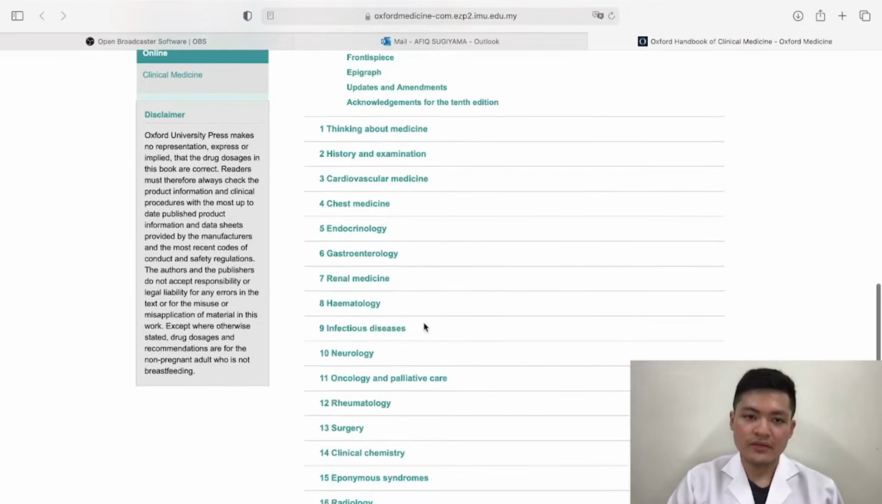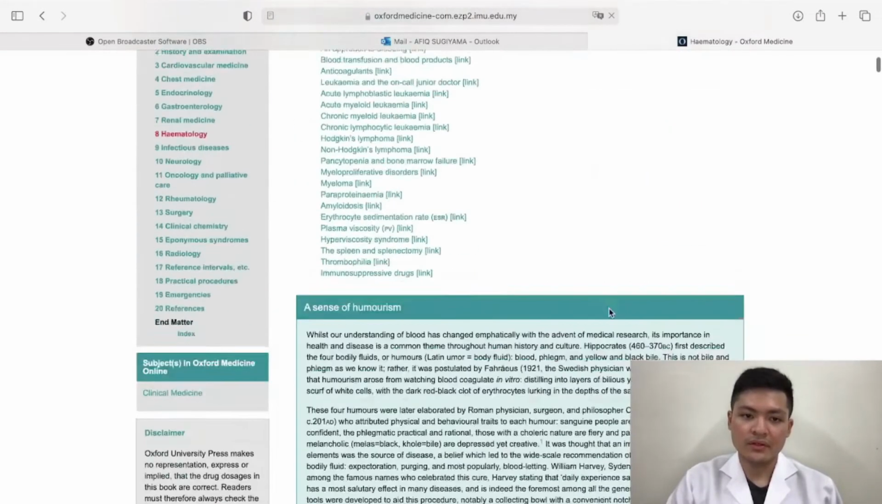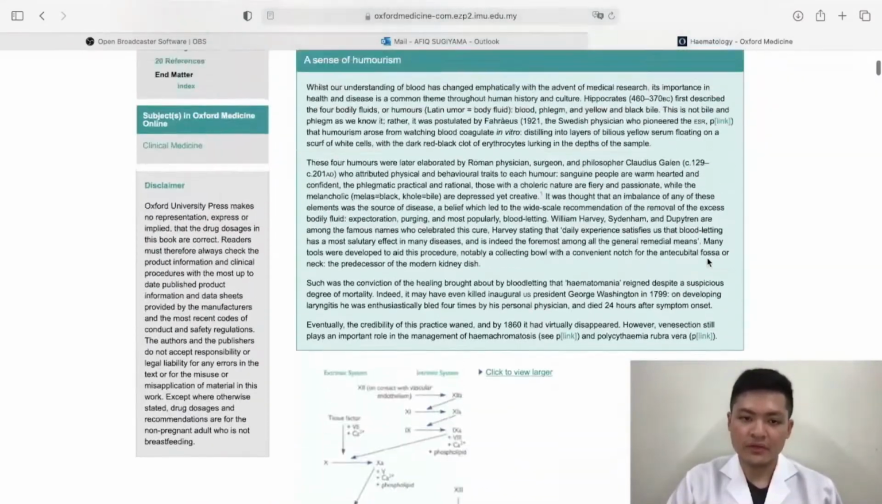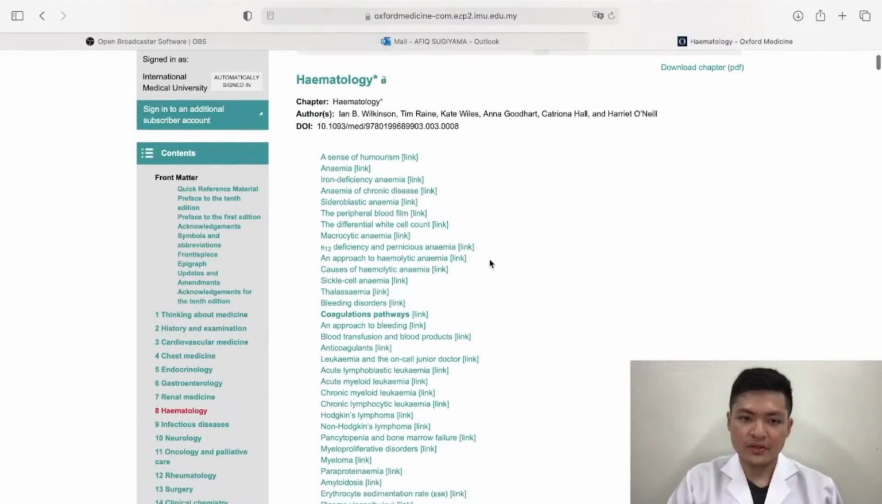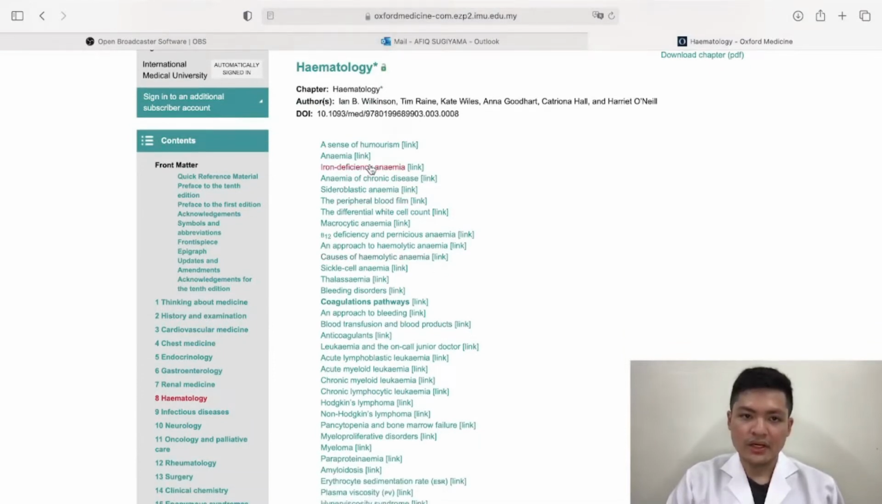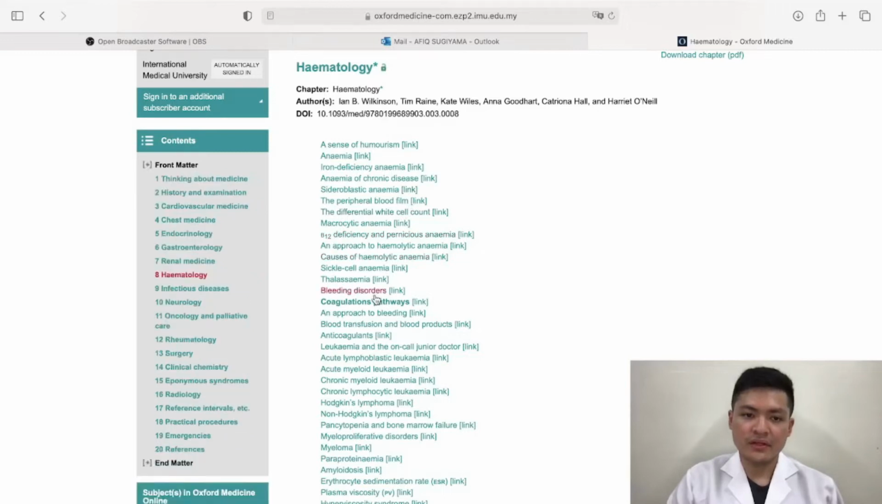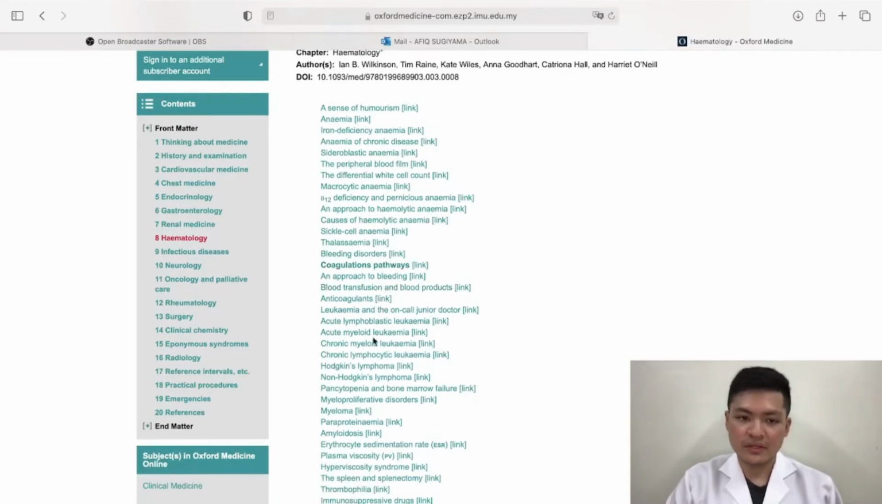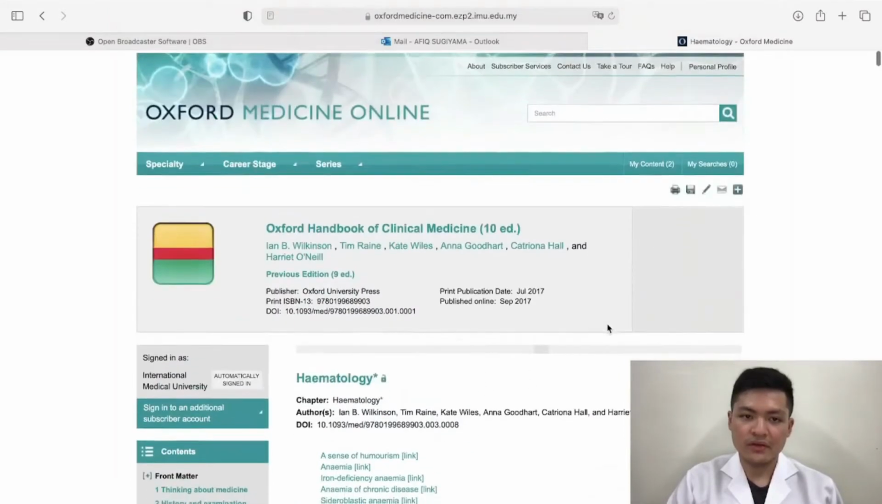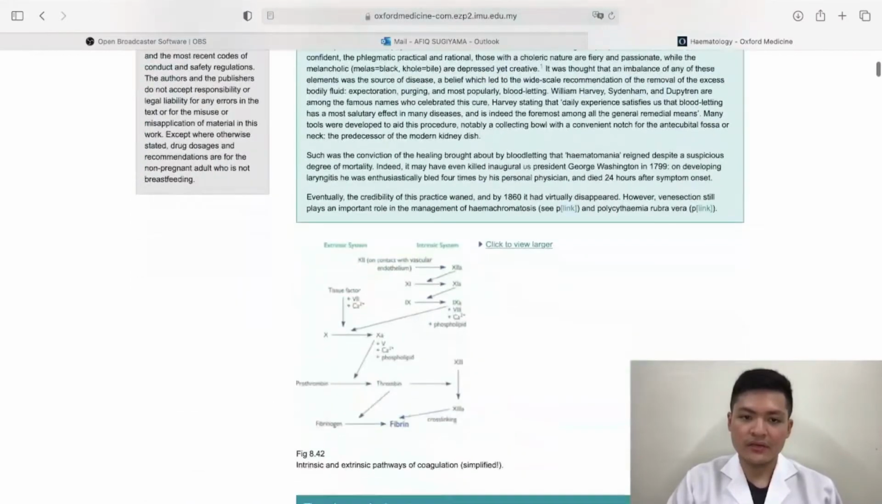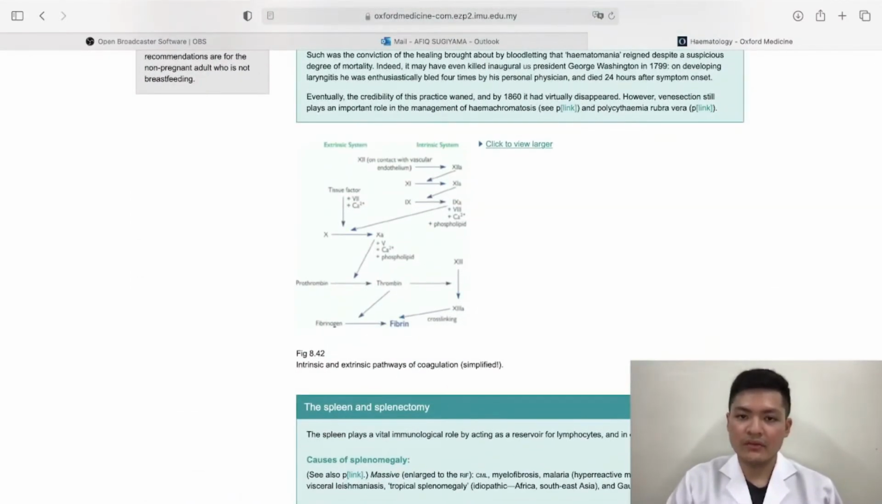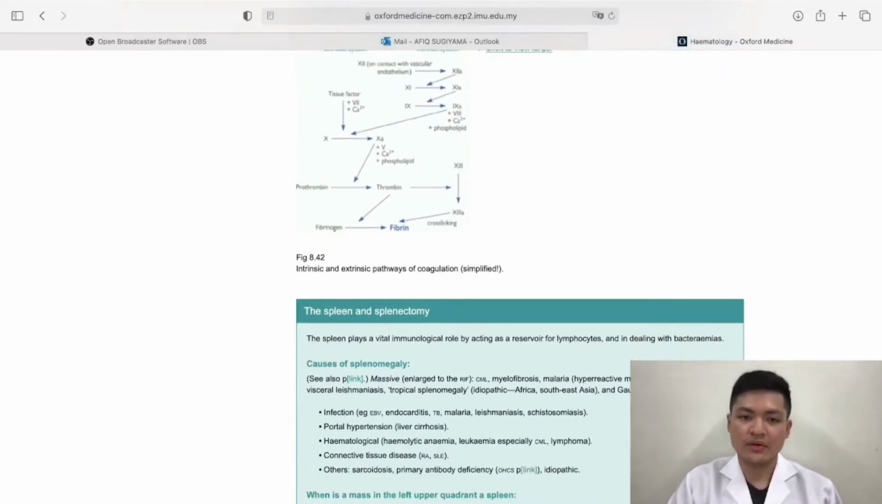Just to give one example of one of the systems, I'll go to hematology to see how reliable the contents of this book are. As you can see in hematology, it covers basically all of the disorders under the hematology system. There are all the types of anemias and disorders related to the blood, and also cancers of the blood, lymphomas, everything. It's very descriptive, and it has everything you need to know about what hematology is about.